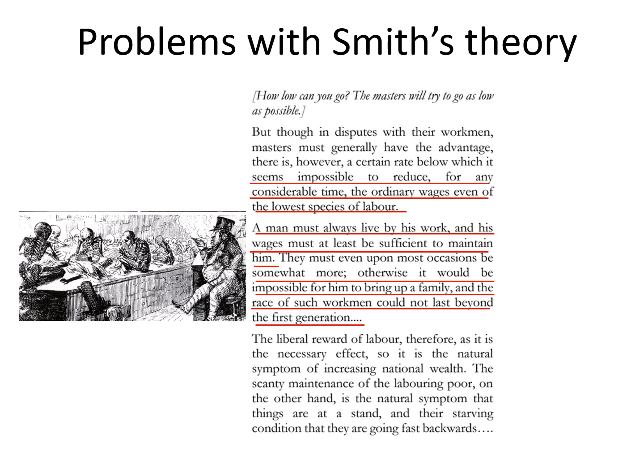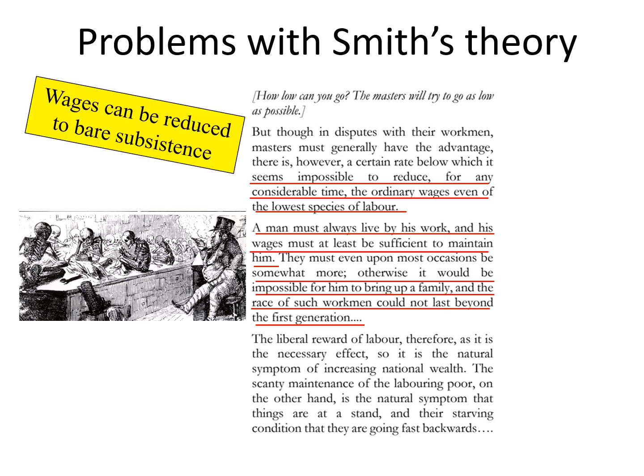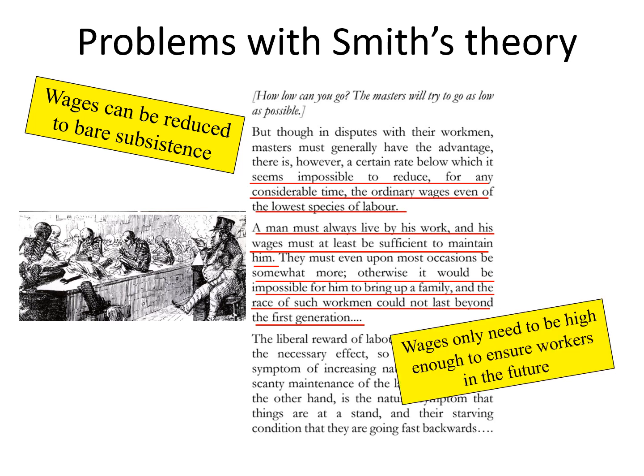Smith was aware of the problem of wages being kept too low. He theorized that wages could possibly be reduced to bare subsistence level, and that they only needed to be high enough to ensure that workers could have families so that there were workers in the future.